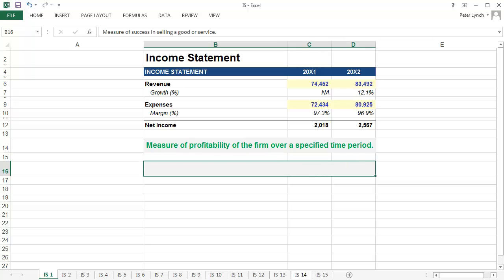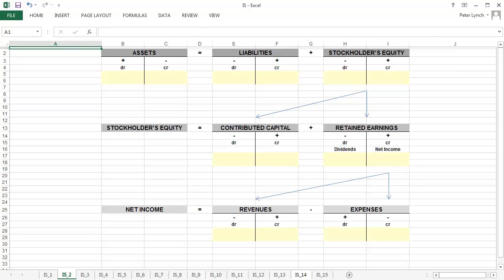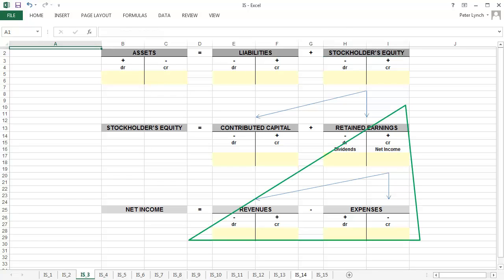In this way, the income statement provides a measure of profitability of the firm over a specified time period. It can also be thought of as the measure of a company's success in selling a good or service. I wanted to revisit the expanded accounting equation because if you recall, the balance sheet is just a formal presentation of this equation, assets equal to liabilities plus stockholders' equity. Then it may also be helpful in understanding how financial statements relate to one another to know that the income statement is represented by the items within this green triangle. Here you have revenue less expenses equivalent to net income.